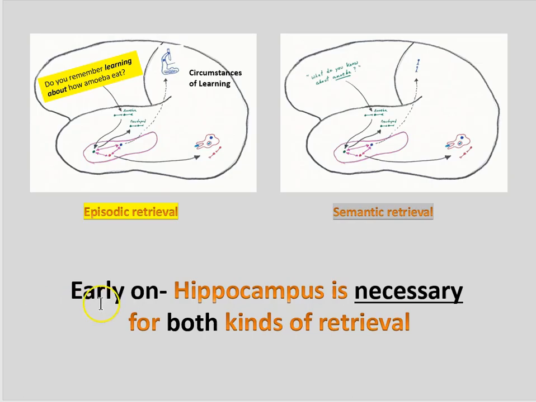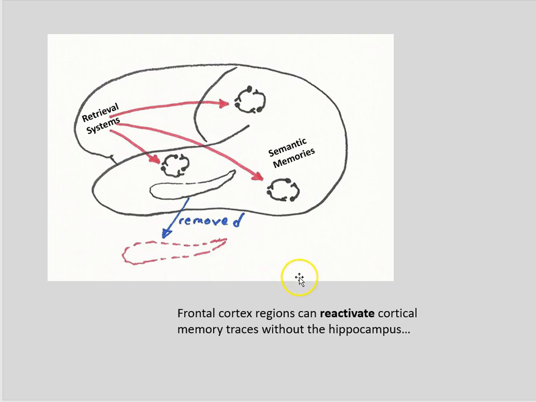But importantly, early on, the hippocampus is necessary for both kinds of retrieval. Whether we're doing episodic retrieval or semantic retrieval, the hippocampus is required. Remember, the cortical memory traces are weak, so we need that index in the hippocampus to help to activate the cortical memory traces to retrieve the memory. But after successful system consolidation, we will have stored semantic memories in our cortex, and even if at some later time our hippocampus is removed, we can still access semantic memories stored in the cortex.